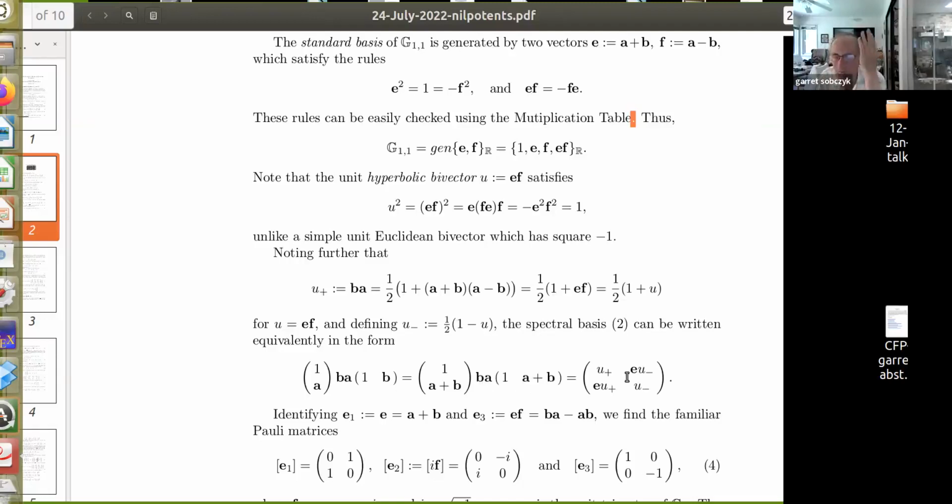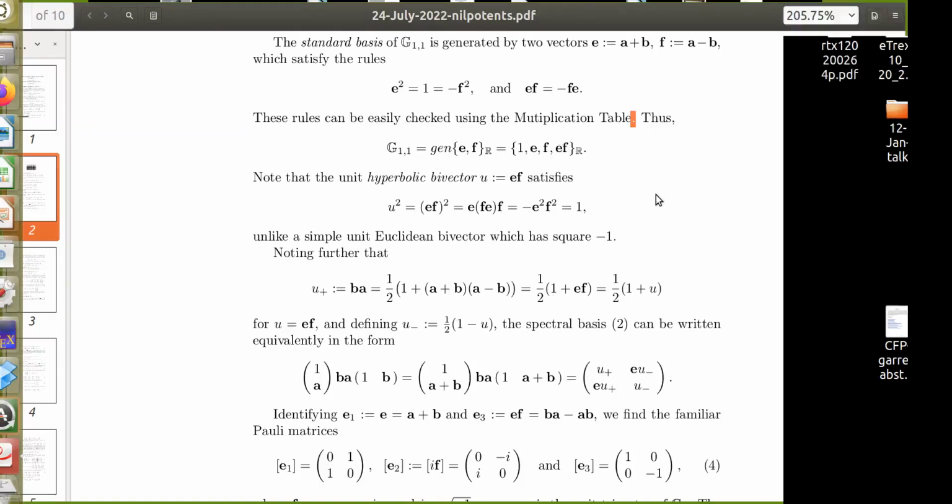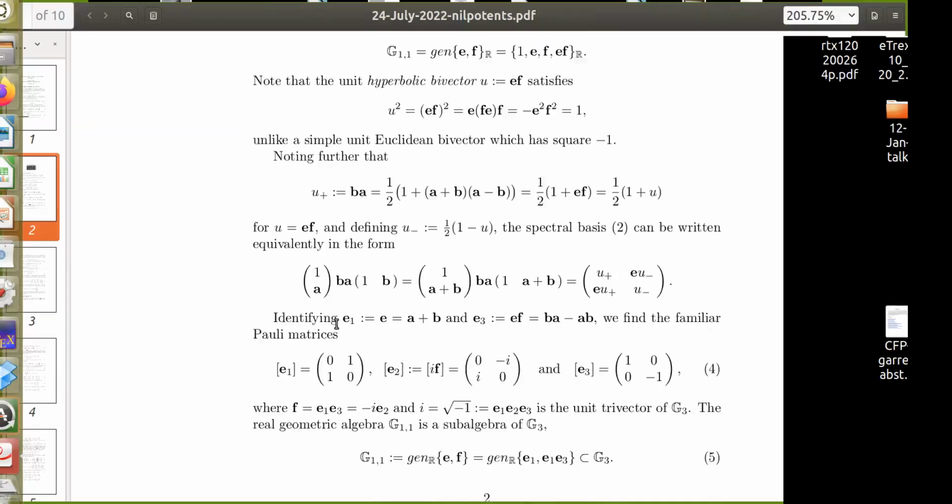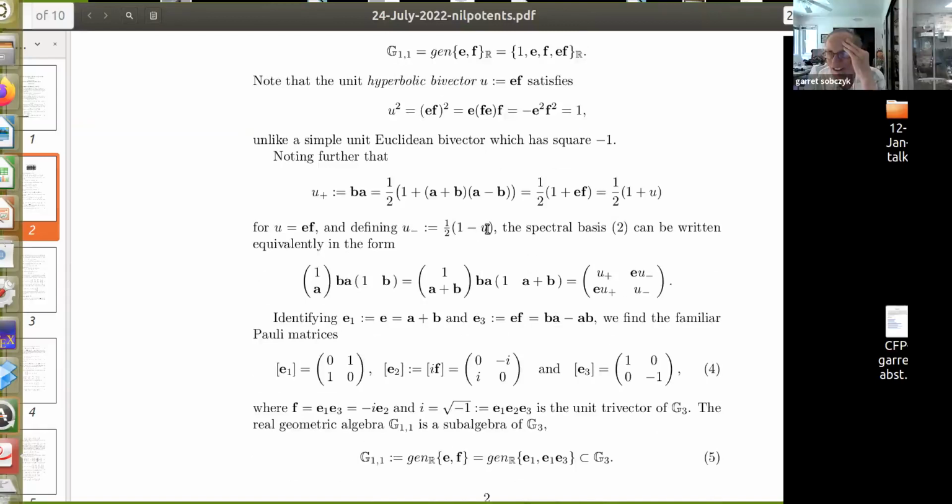But now I'm rewriting this spectral basis in the form U plus, U minus, E times U minus, E times U. So it's just the same as this other basis, but now I'm writing it in terms of a Euclidean vector E, which has square plus 1, and a pseudo-Euclidean vector, which has square minus 1. Okay. But you have a nice compact definition for U plus, but for U minus. Right here it is. U minus is 1.